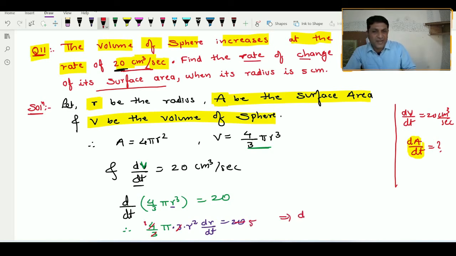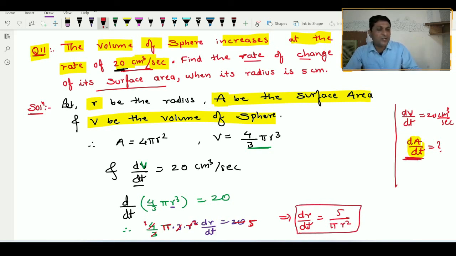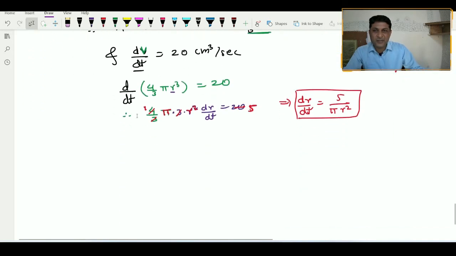So this implies that dr by dt will be equal to 5 upon pi r square. On this side, 5 stays as it is, and pi into r square, which was multiplied, gets divided. In this way we have got the value of dr by dt, which we will use to find our required value dA by dt. So now let us find dA by dt.